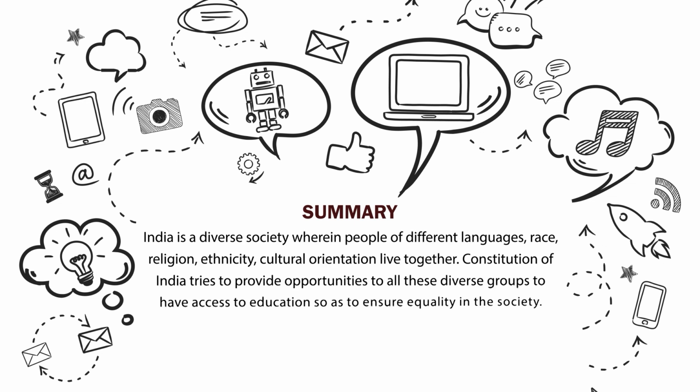So these are some of the constitutional provisions, and to sum it up, we must remember that India is a diverse country. We have a plural society, a multicultural society where people of different languages, races, religion, ethnicity, and cultural orientations are living together. And the Constitution of India, which came in 1950, has since then been trying to provide equal opportunities to all these diverse groups, to all these differently socially contextualized people to have access to education so as to ensure that there is equality in society. There is sameness to all.